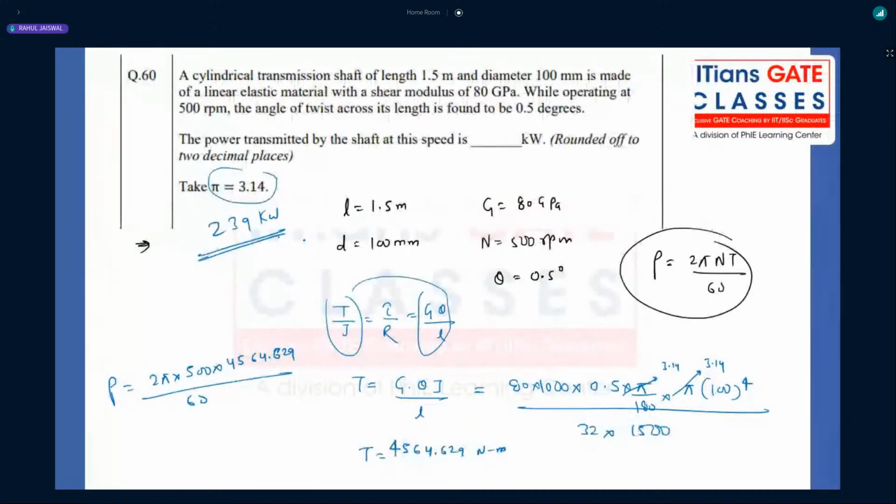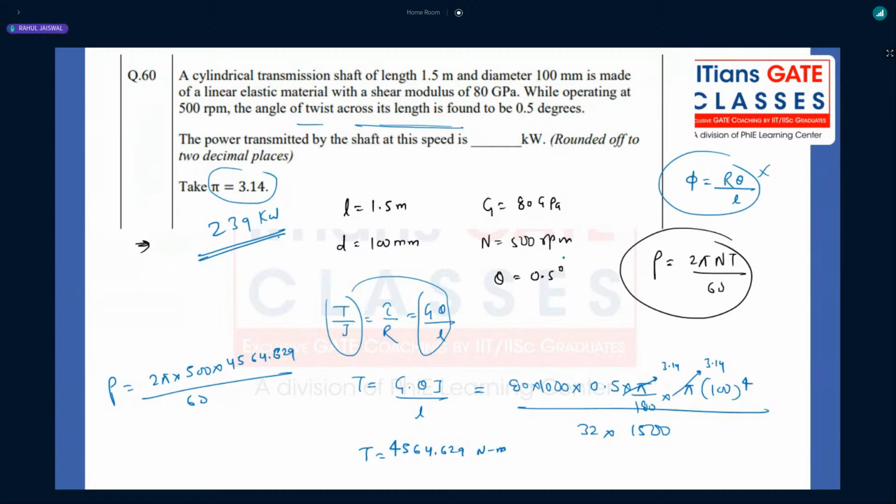Now, one more thing. Some of you might have confused the angle of twist across its length, right? Do not confuse with that word. Don't think that it is given as shear angle. Some of you might have used the formula r theta by L. This is incorrect. We have to directly take the angle of twist for our considerations, right?